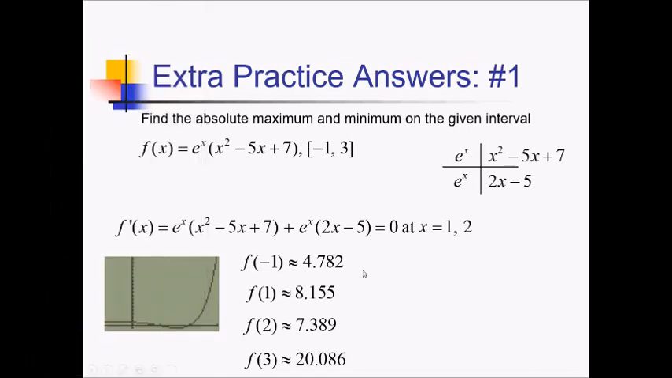Well, that's quite an increase there. So taking a look at all of these, it looks like out of all of these, 4.782 is the absolute min, and by a long shot, 20.086 is the absolute max.